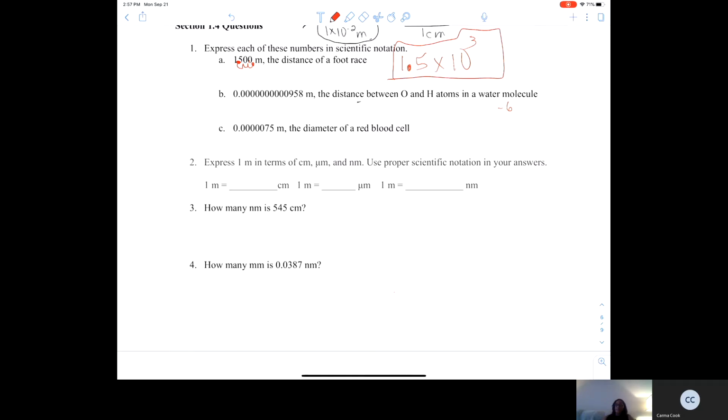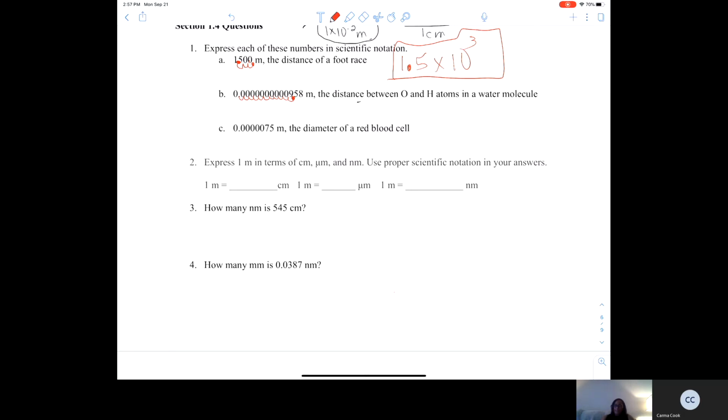Now, when you have a very small number, like in part B, a number that's less than 1, you're already going to have a decimal in the number. So you just move the decimal until it's between the first 2 non-zero numbers. 2, 3, 4, 5, 6, 7, 8, 9, 10, 11. I moved it 11 spaces.